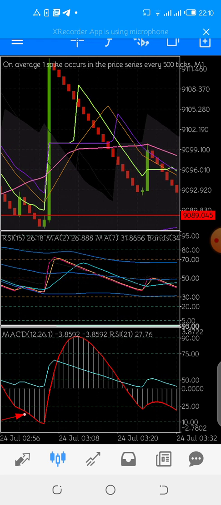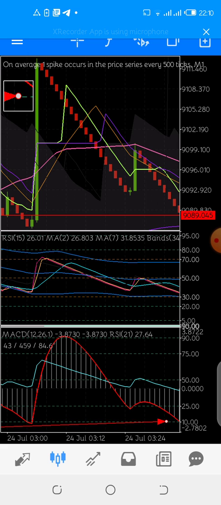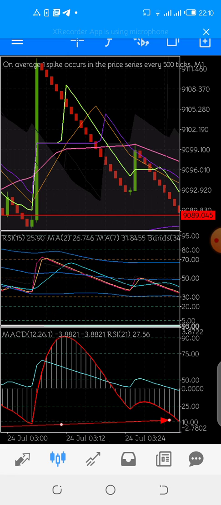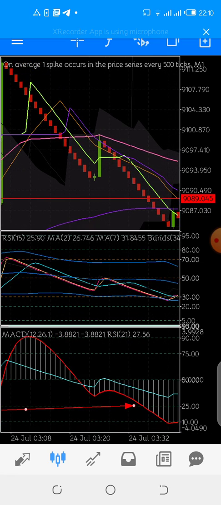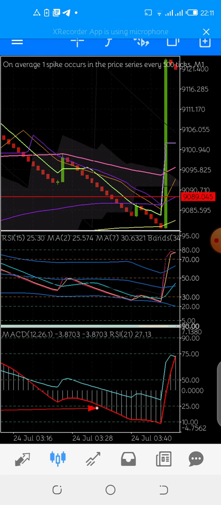Not yet. There. Did you see that? So here. So it's touched, and it's almost the same area where it spiked again last time. So let's see. Did you see that? Wow.